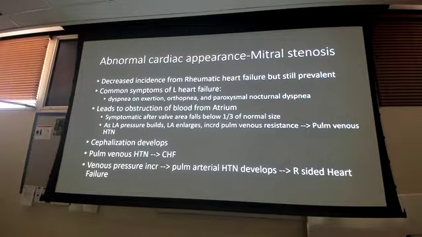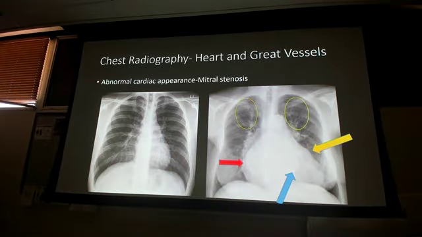Left atrial pressure builds, it enlarges, causes pulmonary venous resistance, then eventually pulmonary venous hypertension continues to work its way back, all the way into that, right? You get cephalization, it'll eventually lead to CHF. We kind of covered all of that. The venous pressure goes up, the pulmonary arterial hypertension goes up, the right-sided heart failure.